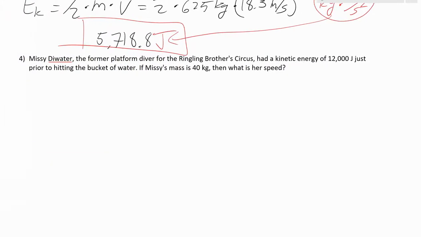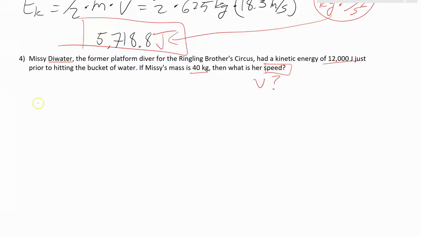Now we can do the same thing, but this time we're going to solve for something other than kinetic energy. So let's see what we got. Missy Dyewater, blah blah blah, who cares about the circus? Oh, here we go. Kinetic energy. Had kinetic energy of this just prior to hitting the bucket of water. If her mass is this, what is her speed?